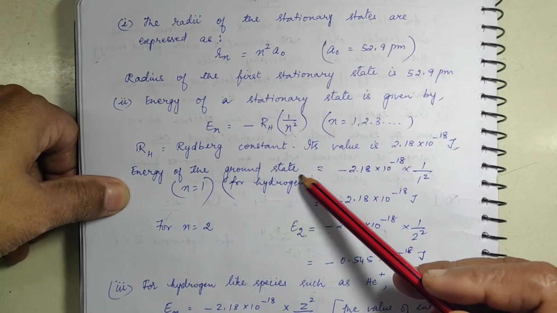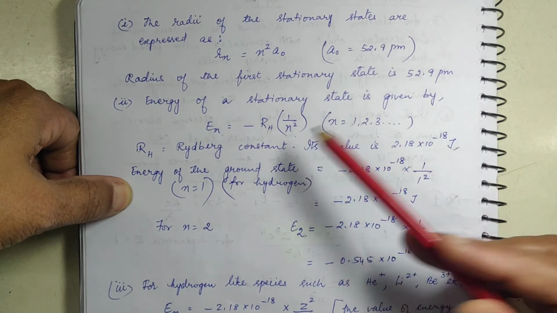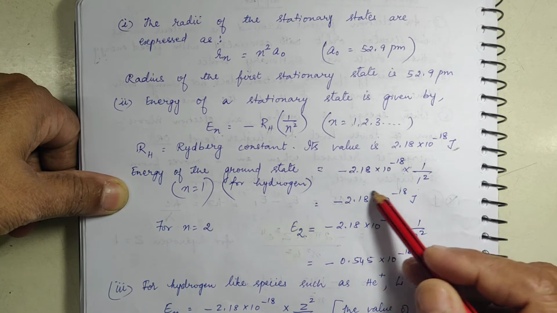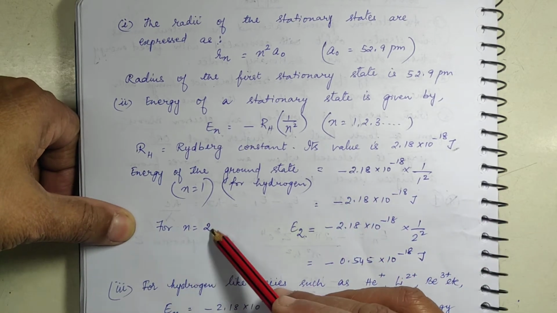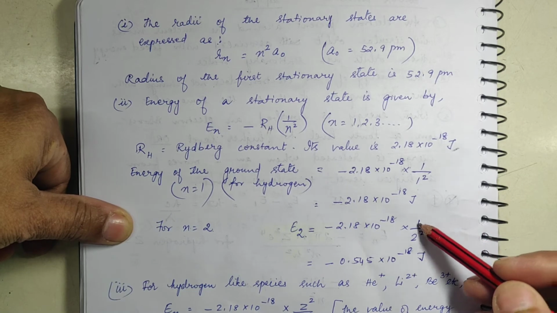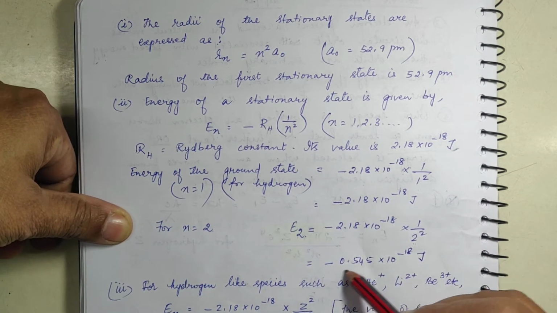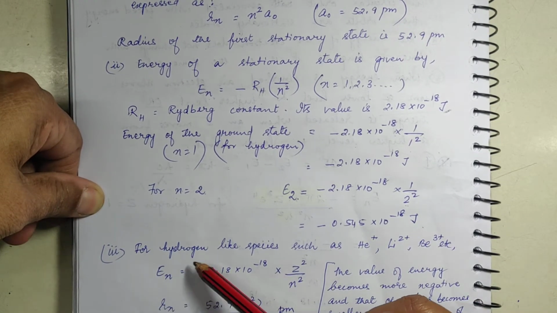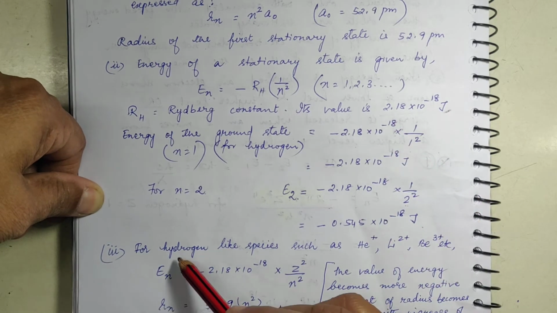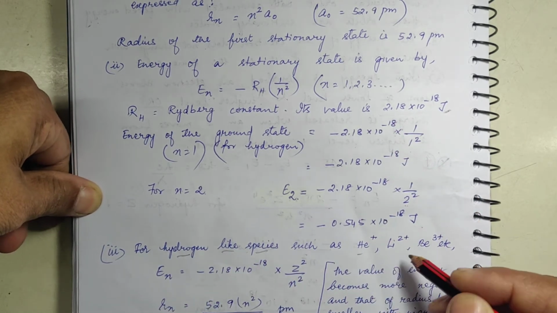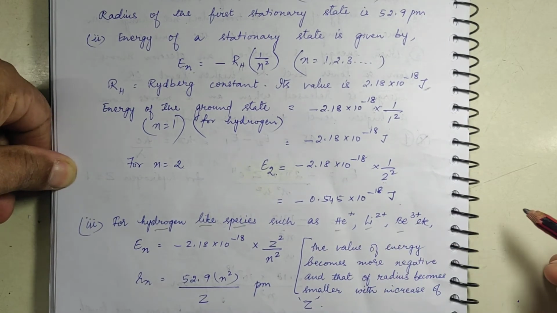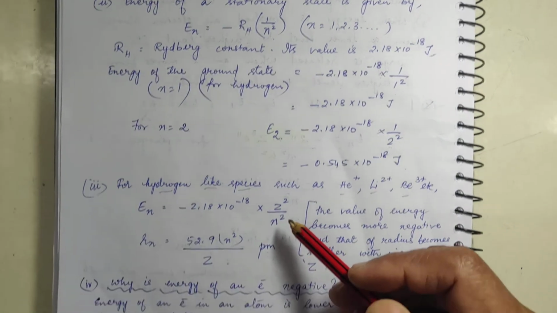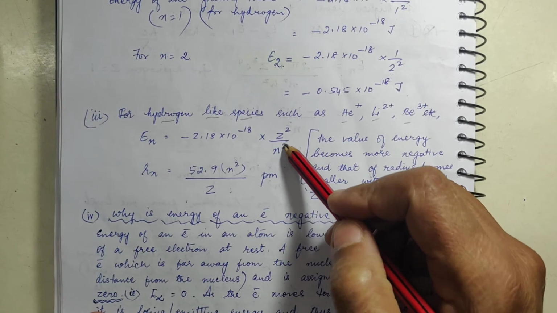Now, ground state, when n is equal to 1, it is minus 2.18 into 10 power minus 18 upon 1 square. So it will come out to be like this. So if n is equal to 2, then correspondingly it will be 1 upon n square, that is 1 upon 2 square. So correspondingly you will get the value for E2. Right? Now, if they are hydrogen-like species, now this is for hydrogen. If they are hydrogen-like species, that is He plus, Li2 plus, Be3 plus, like this. In that case, what you have to introduce? You have to introduce one Z square in the formula. That's all.